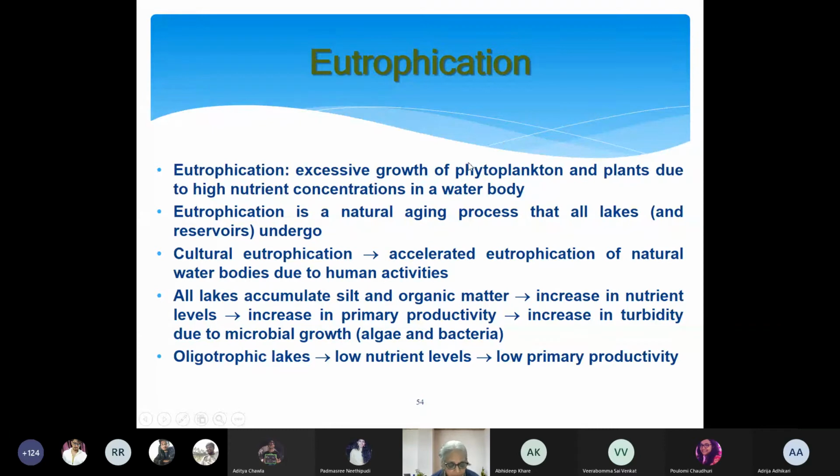So all these small photosynthetic microorganisms, that's algae, collectively are called phytoplankton. So excessive growth of phytoplankton and aquatic plants is often observed on the surface of standing water bodies.